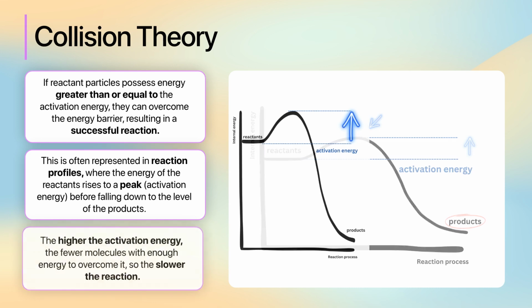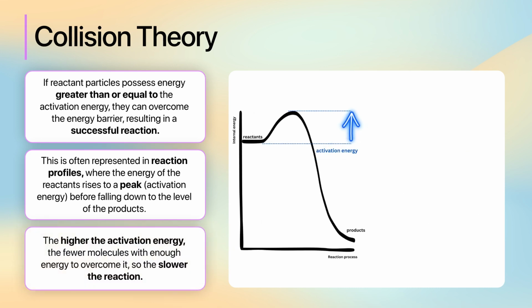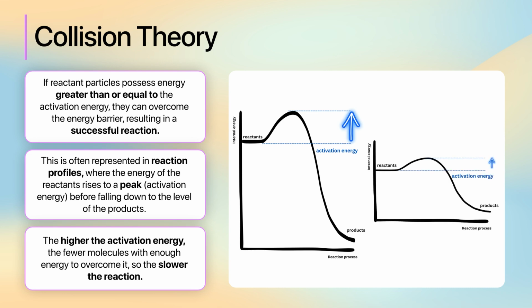If the activation energy is very high, only a few molecules will have enough energy to overcome it. This means that the reaction will occur slowly because fewer collisions have the necessary energy to result in a successful reaction. Conversely, if the activation energy is low, more molecules will have enough energy to overcome it. This leads to a faster reaction because a greater number of collisions can overcome the activation energy barrier, resulting in more successful reactions.